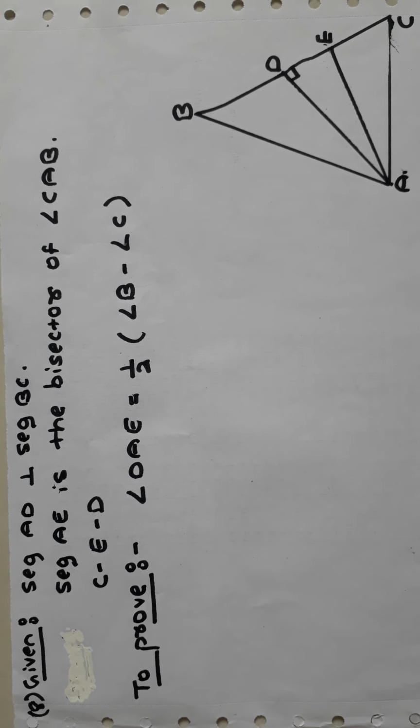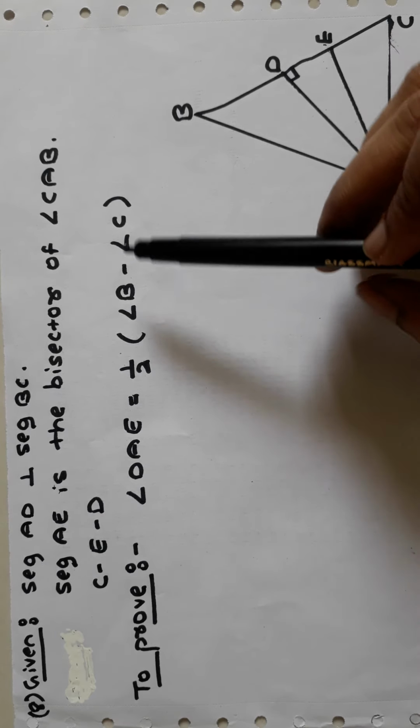Problem set 8. Problem set question number 8. Segment AD is perpendicular to segment BC. AE is a bisector of angle BAC, and C, E, D are collinear points. To prove that angle DAE is half of angle B minus angle C.